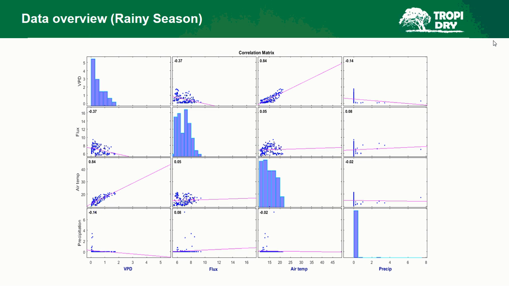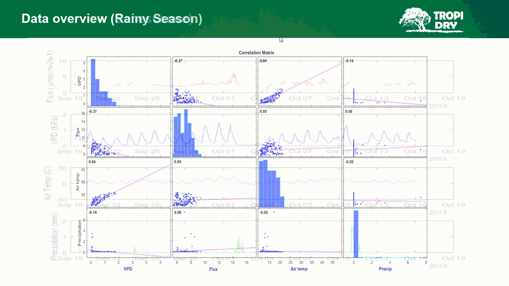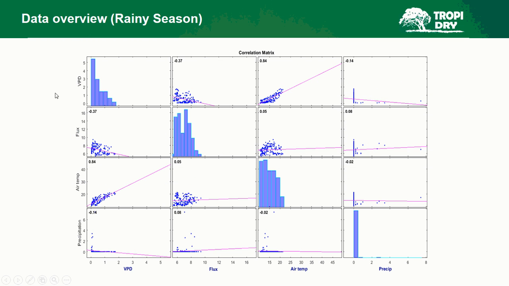Here's what the correlation matrix looks like. As you can see, VPD has negative correlation with flux. Air temperature has a slight positive correlation with flux, and precipitation has a slight positive correlation with flux.